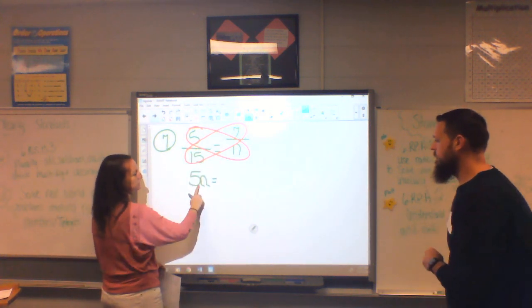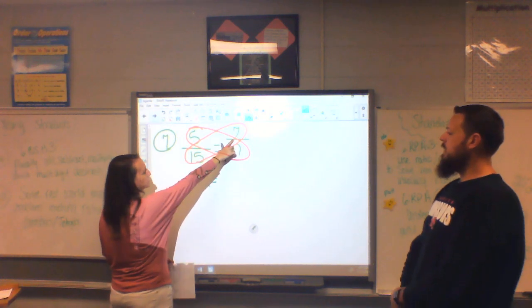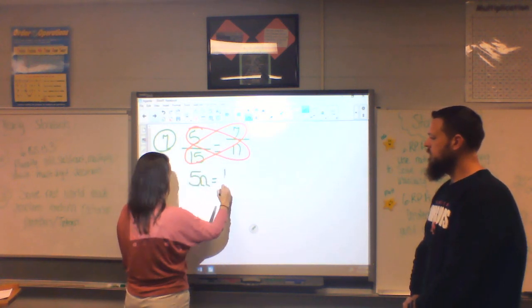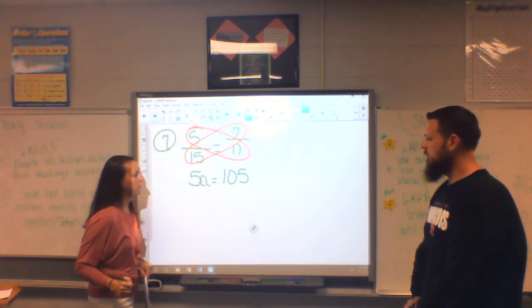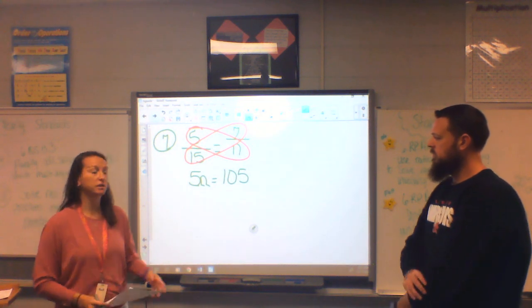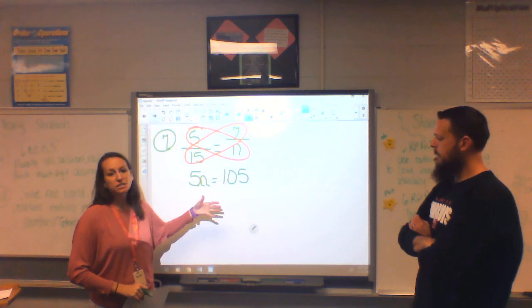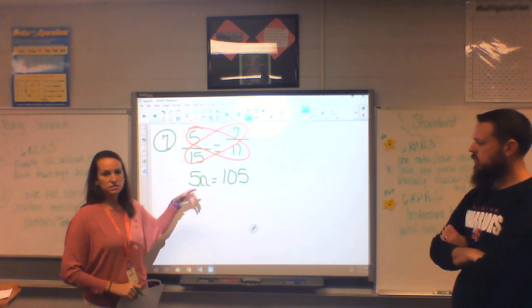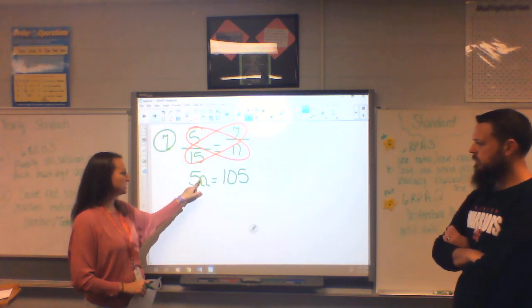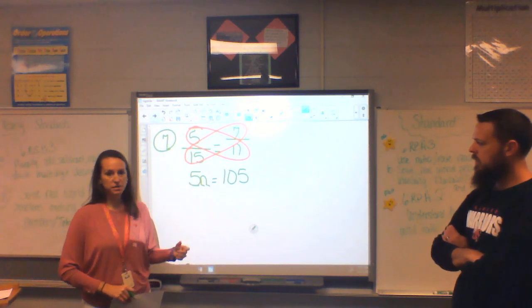So 5 times n gives us 5n. 15 times 7 gives us 105. Okay, so now at this point we've got an equation. 5 times something is going to be 105. The easiest way to figure out what that something is, do that inverse operation. Well, this is multiplication. So what's the opposite of multiplication?